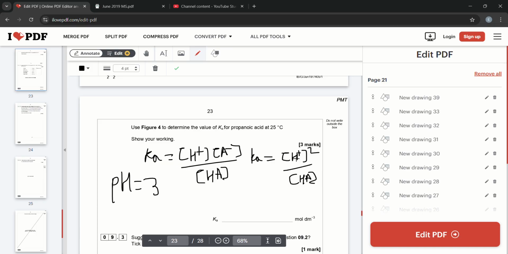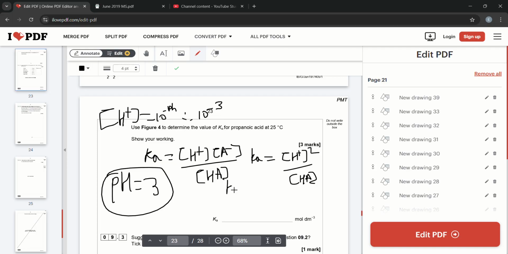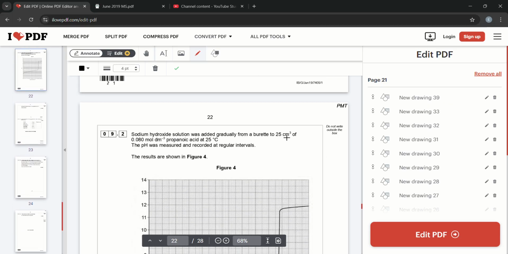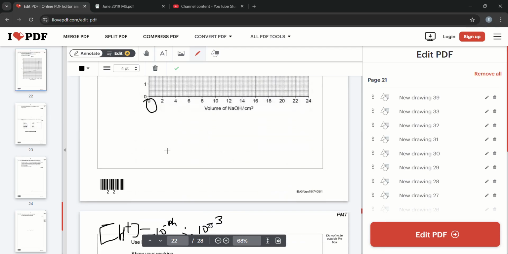Well, how do you find H+ squared and HA? Perfect question. We're going to use the same equation as 9.1. H+ is equal to 10 to the power minus pH, and we know pH is equal to 3. So it's going to be Ka equals 10 to the power minus 3 squared divided by HA. And in the question it says 25 centimetres cubed of this much of the propanoic acid. There we go, that's the concentration of the acid. That's all we needed.